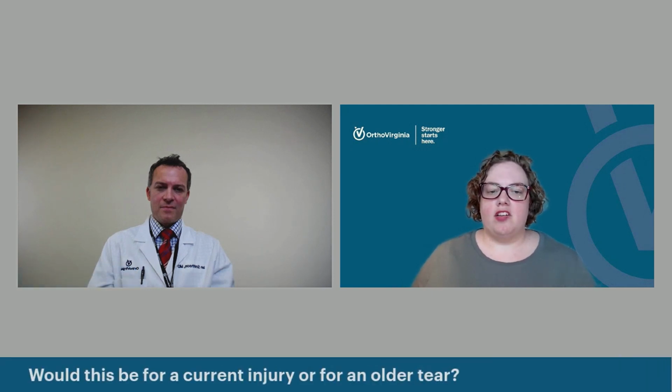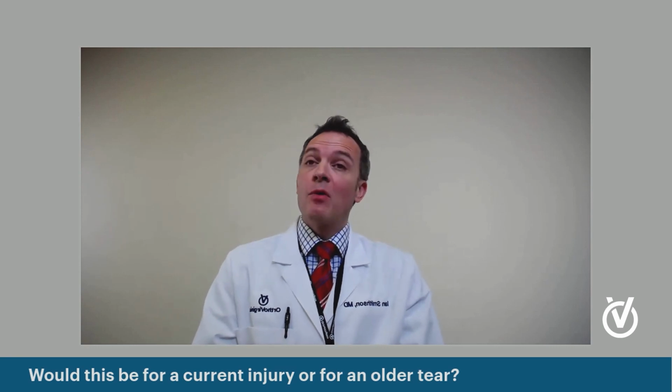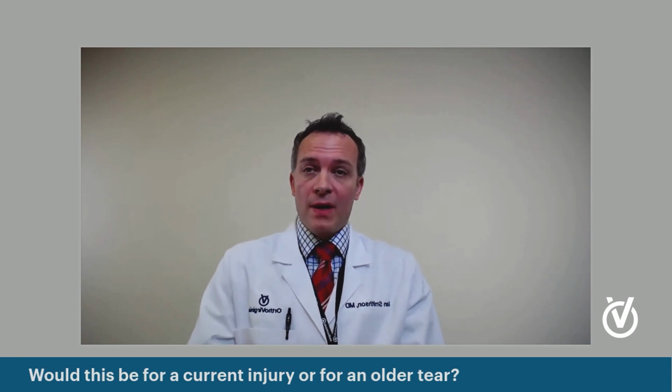One question that we have is, is this for a current injury or for an older tear? When was the injury that caused the tear versus when you have the surgery? That's a great question. It really doesn't matter from a time standpoint when the injury occurred. It really comes down to tissue quality. Oftentimes we can tell that on the MRI scan ahead of time, but not always.